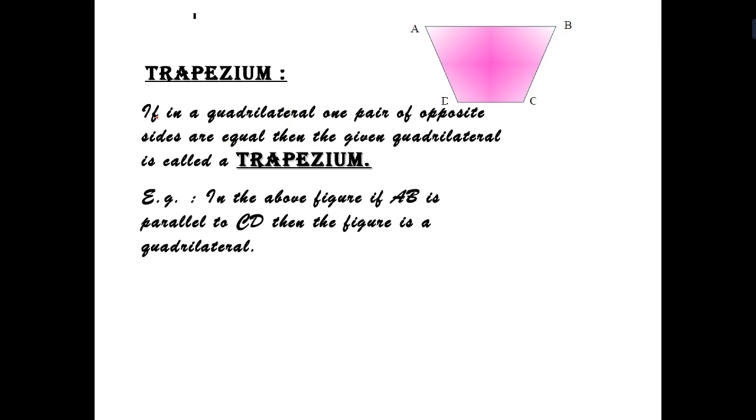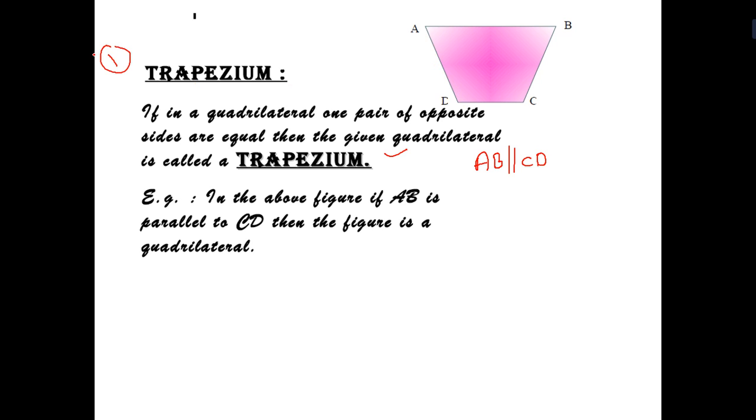In a trapezium, if in a quadrilateral one pair of opposite sides are parallel, then the given quadrilateral is called a trapezium. In the example above figure, AB is parallel to CD, then the figure is called a trapezium. It is a simple trapezium, a tapered shape.